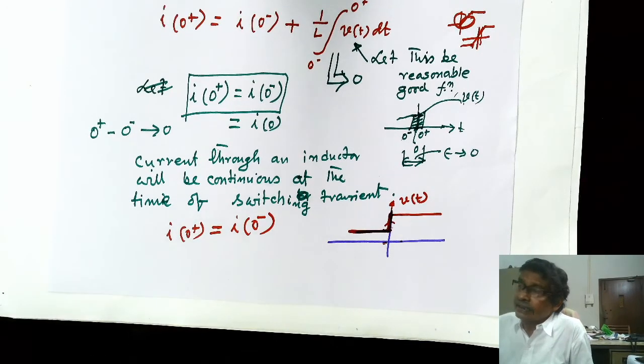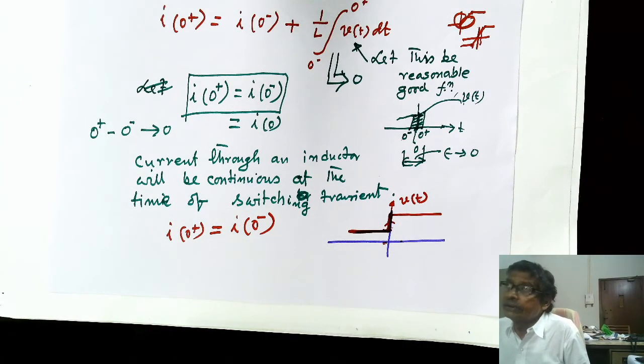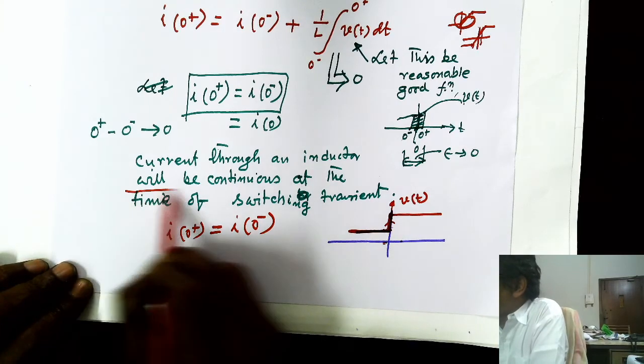So all these things eventually boil down to this, that we say that in an inductor, if you apply some voltage, then the current in the inductor at whatever time, or you do some switching to change the configuration of the circuit, change the supply voltage, this, that, the I0 plus and I0 minus have to be the same. That is, current through an inductor will be continuous.